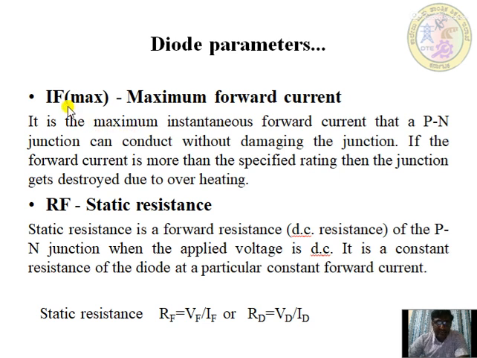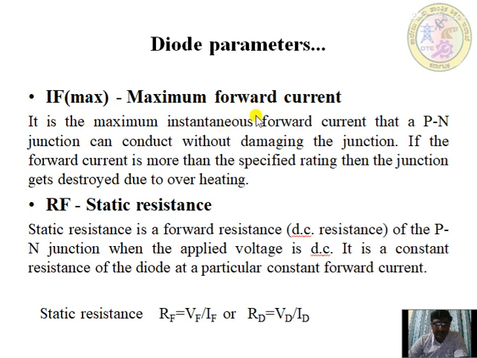IF, that is the maximum forward current. It will have two characteristics, maximum as well as minimum. The maximum forward current is the maximum instantaneous forward current that a PN junction can conduct without damaging the junction. If the forward current is more than the specified rating, then the junction gets destroyed due to overheating.